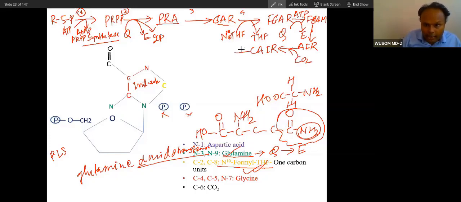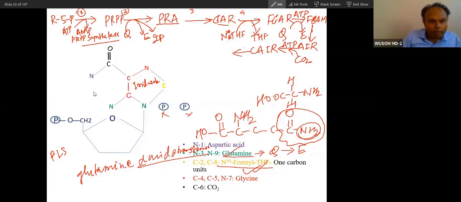Now remember, this is not a reaction similar to a biotin-containing enzyme. It is the only carboxylation you will see that is independent of biotin, but it requires ATP. So it is a very peculiar type of carboxylation you will see only in nucleotide synthesis. Now CAIR, what will happen then?